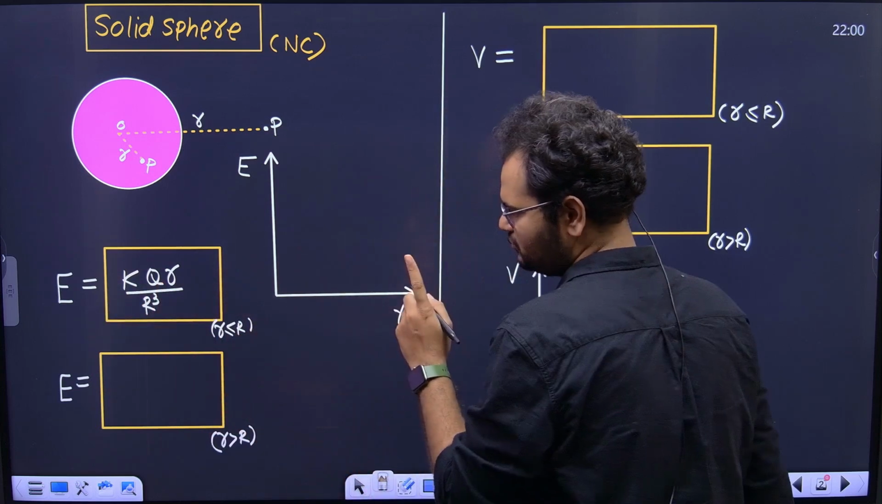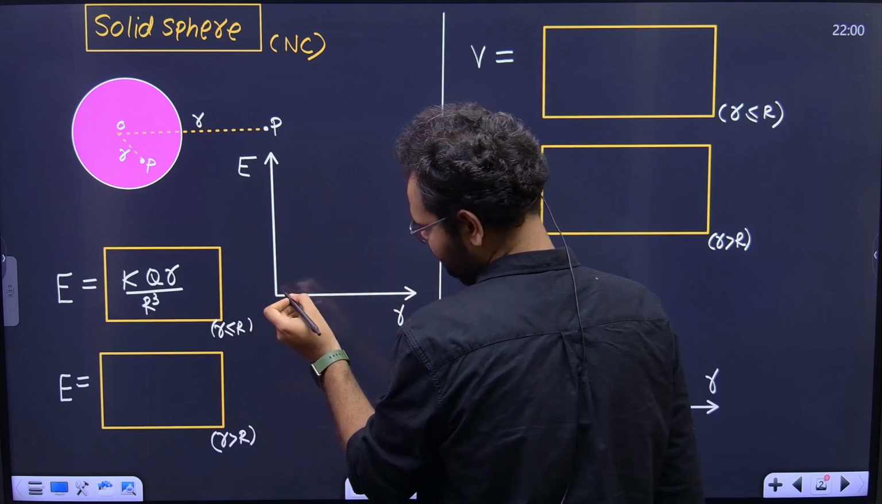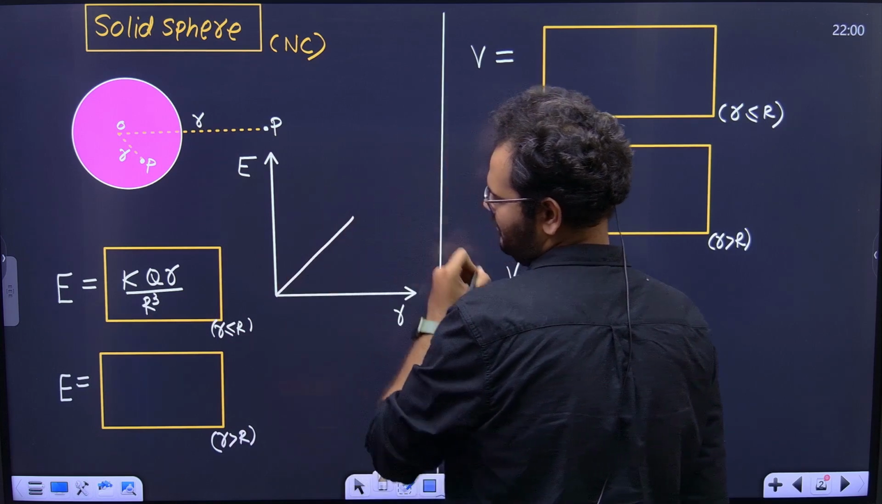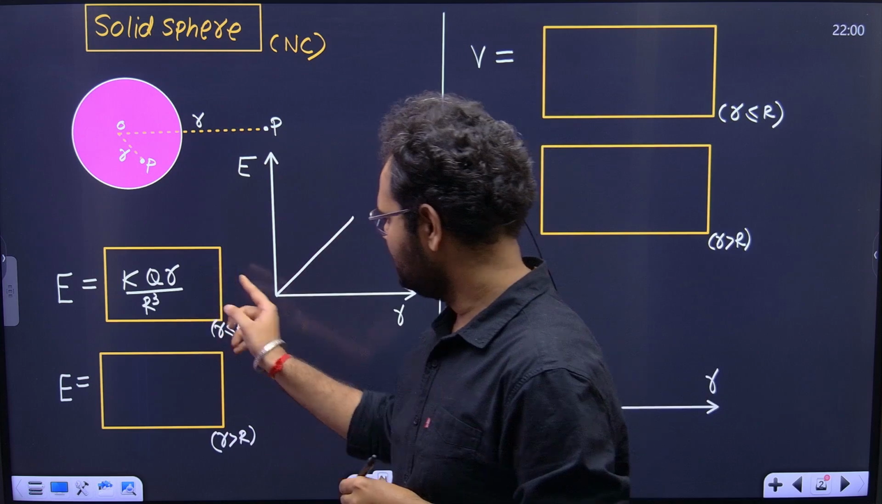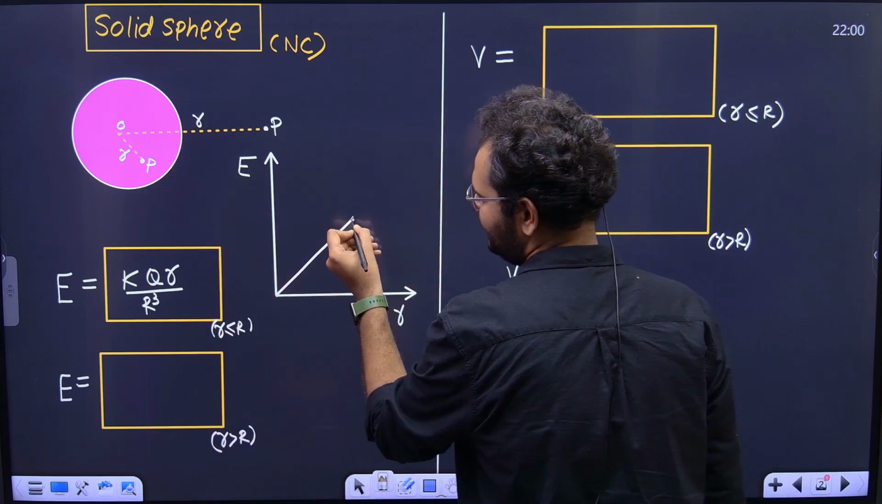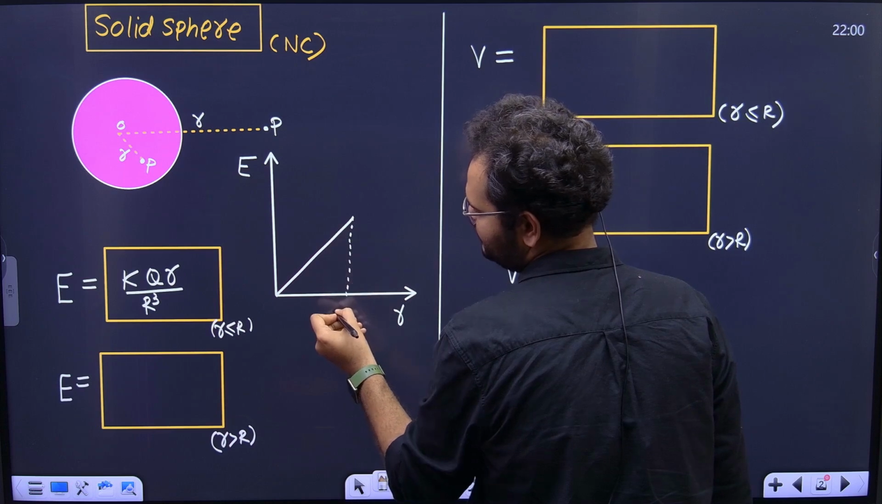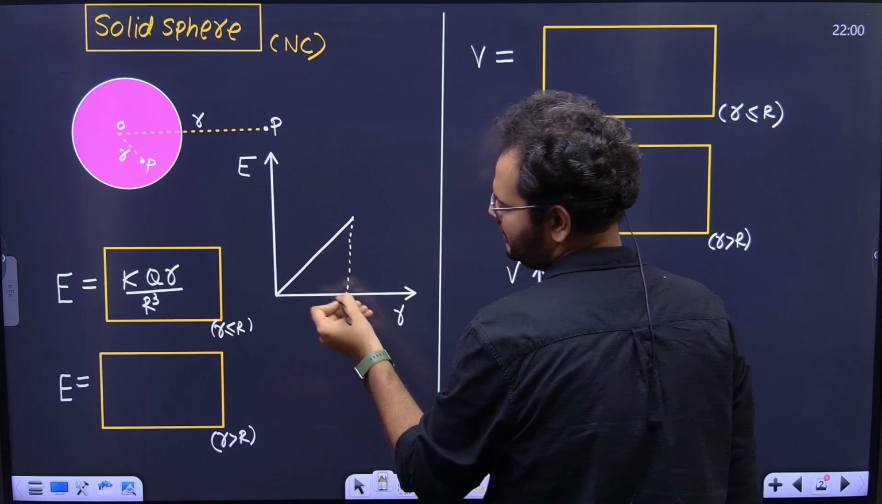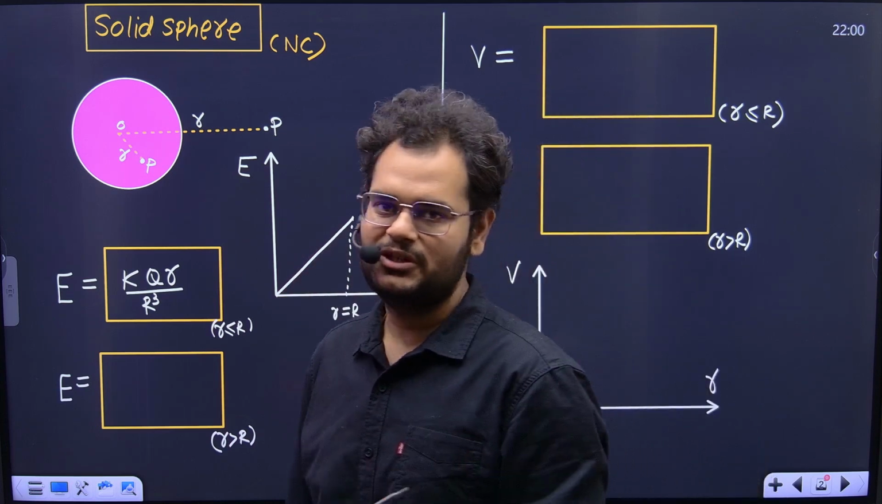So for the graph, if I want to draw it, first there will be a linear increment. Electric field is 0 at the center of the sphere, and then it increases linearly. What is this point? This is small r equal to capital R, that is, the radius, on the surface of the sphere.